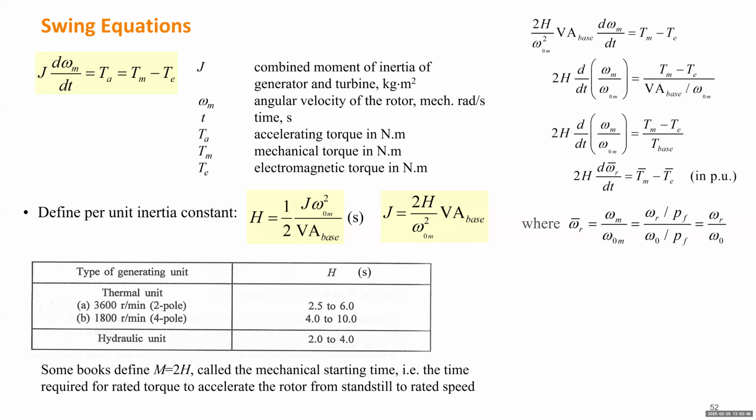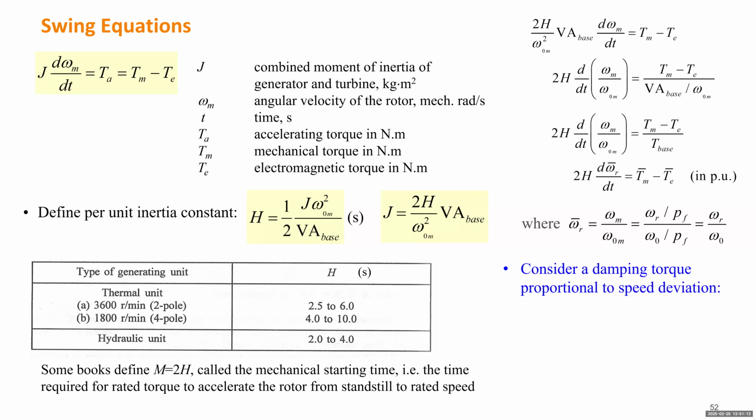Okay, so here the per unit speed can be calculated by the mechanical speed divided by the synchronous mechanical speed, or you can consider the number of poles and transfer to the electric speed. For the electric speed, this one will be 377 for 60 Hertz, and this is the actual speed.